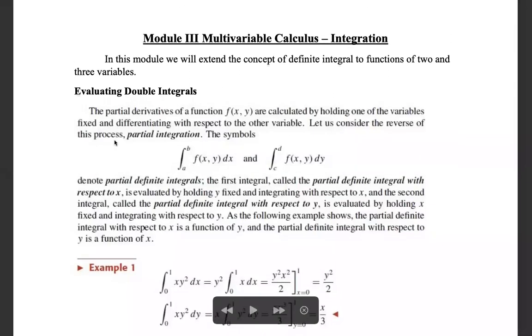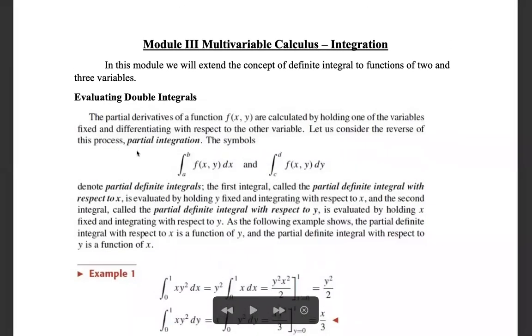Now, evaluating double integrals. A partial derivative of a function f of x, y is calculated by holding one of the variables fixed and differentiating with respect to the other variable. Now let us consider the reverse of this process, partial integration. The simple symbols integral from a to b f of x, y dx and integral from c to d f of x, y dy denote partial definite integrals.